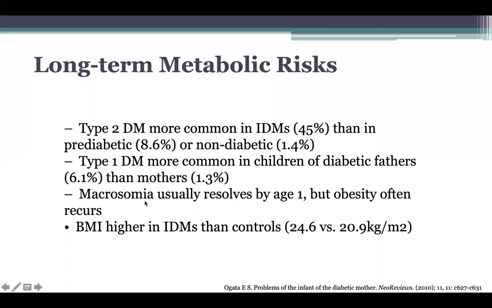Like one of my friends' baby was born at 4.2 kg. At birth, it looked much bigger than it does now. At 6 to 8 months of age, macrosomia usually resolves. But after that, obesity usually recurs. There will be recurrence of obesity in the early toddler age group.